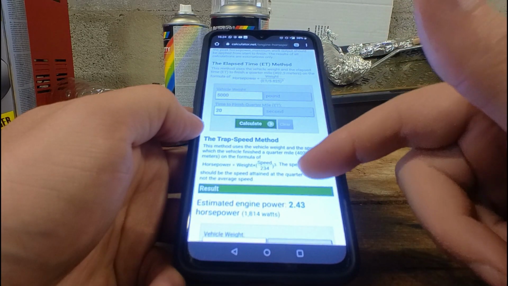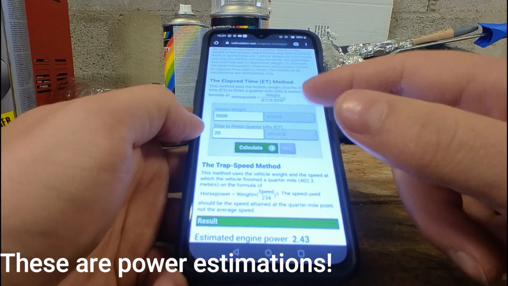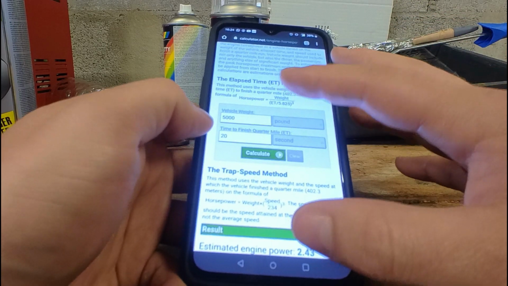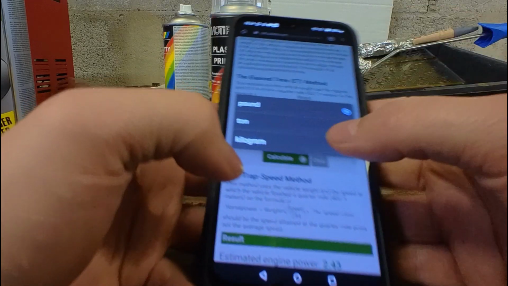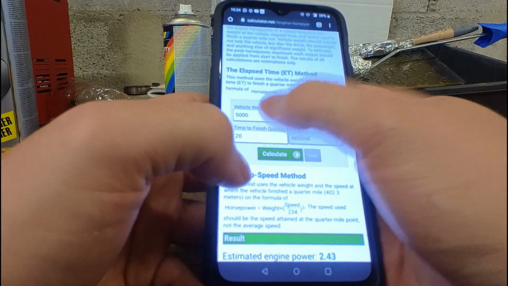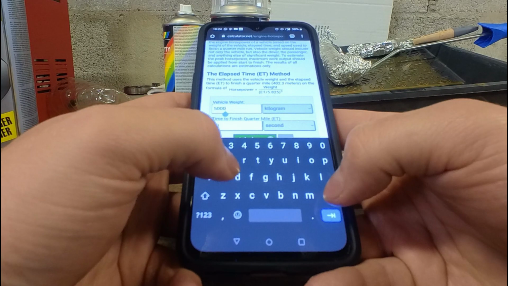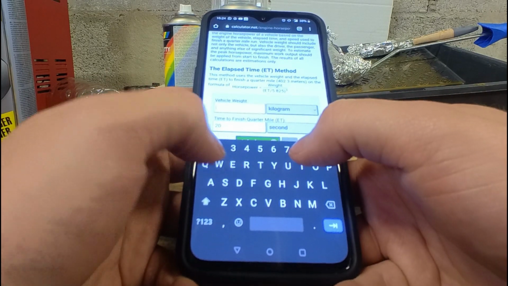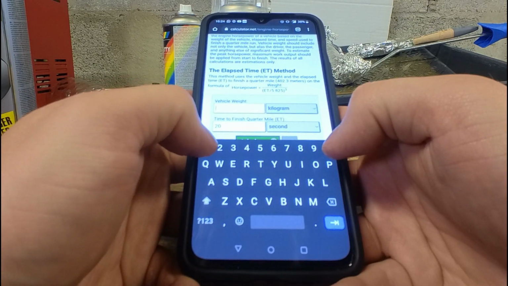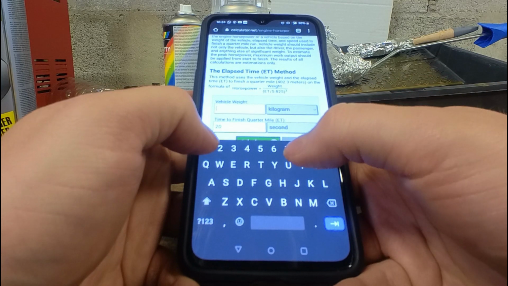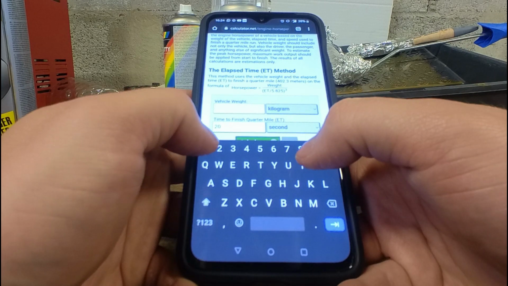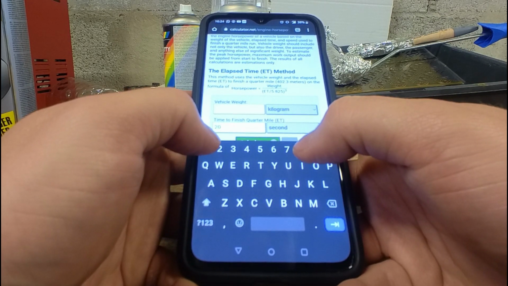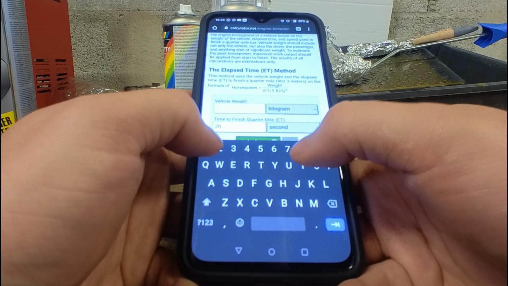I just found an online horsepower calculator. Here we can use the elapsed time method. So let's put this thing in. The dry weight of the Dream 50 is 85 kilograms. I'm going to add 10 kilograms for fuel and oil, and I'm going to add 100 kilograms for myself. I wouldn't really know because I haven't weighed myself in the past 8 years because I don't really care.